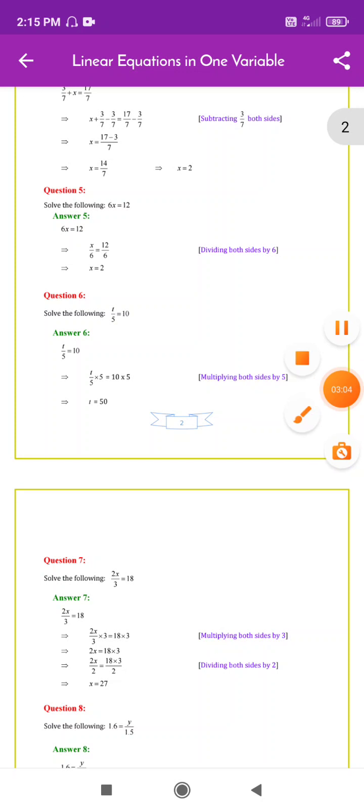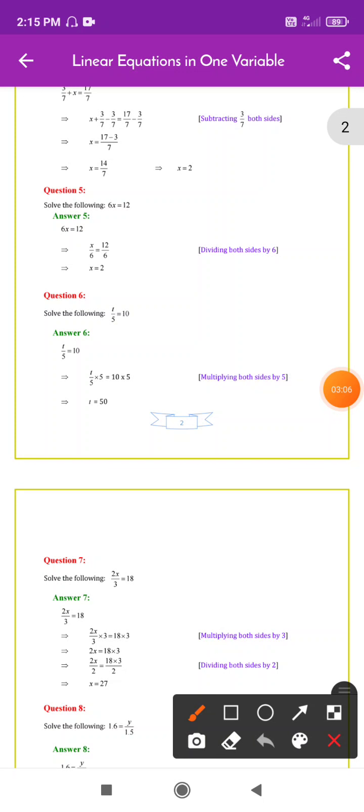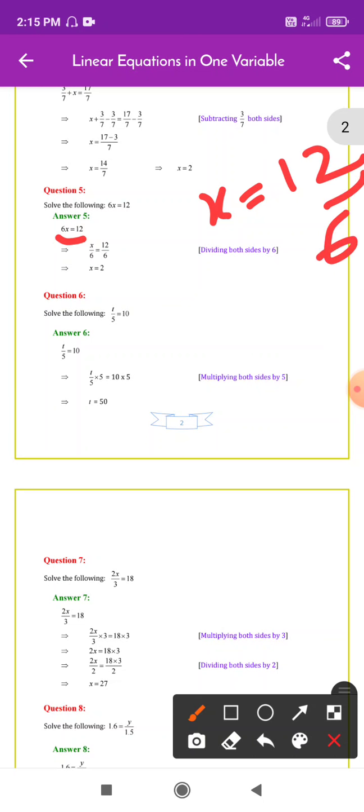See question number 5: 6x equals 12. If we shift the 6 to the other side, 12 upon 6 will come, yes or no? So we have to divide both sides by 6. Okay students, what will be the answer? 6 times 1 is 6, 6 times 2 is 12. So we get the answer x equals 2. Yes or no? Yes, go in the same way.